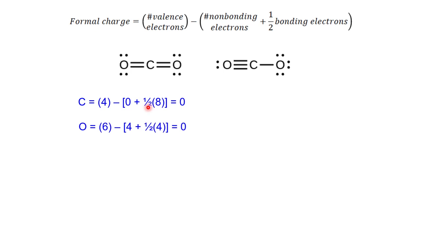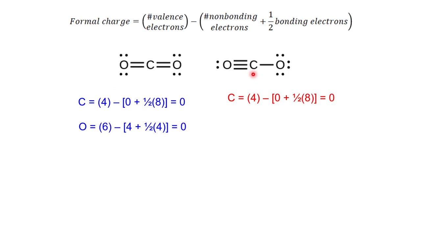For our oxygen, we start with 6. We have 4 non-bonding electrons and 2 bonding ones that we count, because we have 4 non-bonding, and so half of that would be 2. So 6 minus 6 is 0. So the formal charge on this is 0. Let's look at our other side.